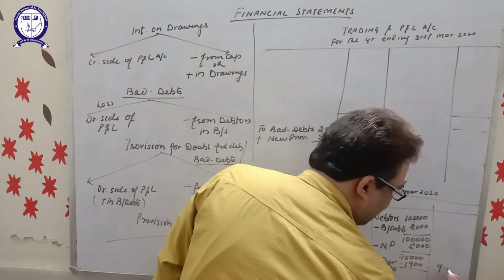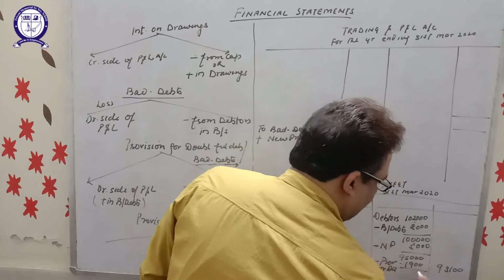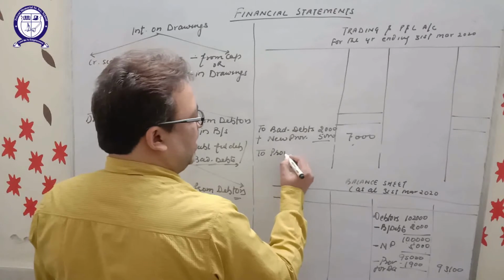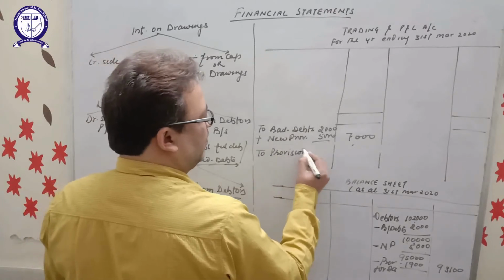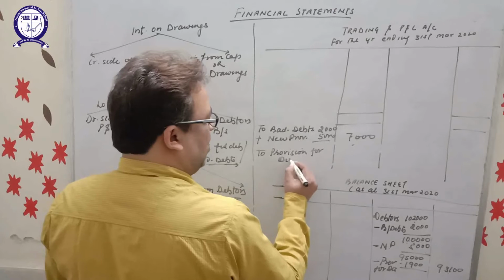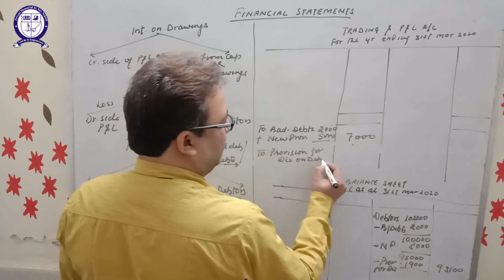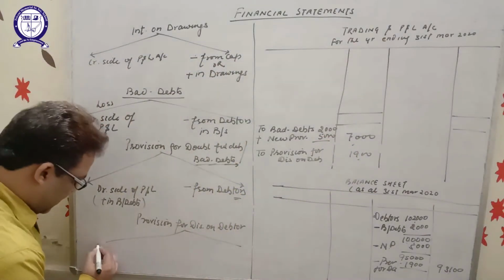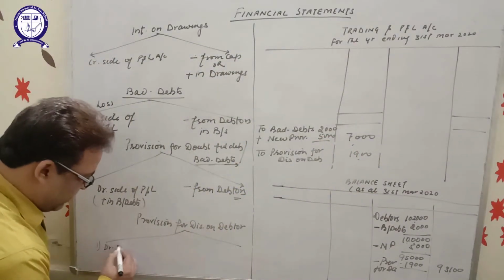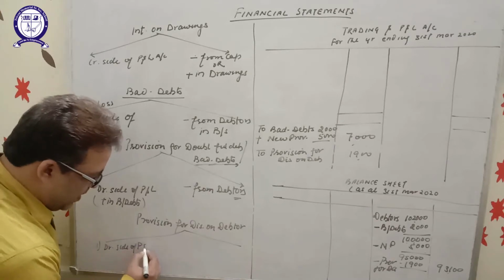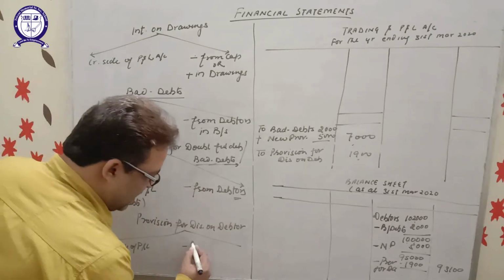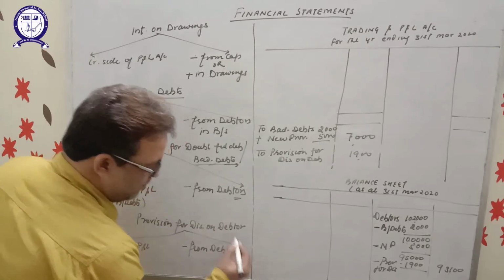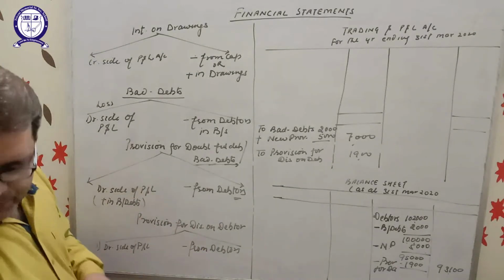Net amount of debtors will be recorded here. This provision is also loss for the business. So it will be recorded in debit side of P&L account. Provision for discount on debtors, 1,900. So right here, number one, it will be recorded in the debit side of P&L, and second time minus from debtors. Next adjustment.